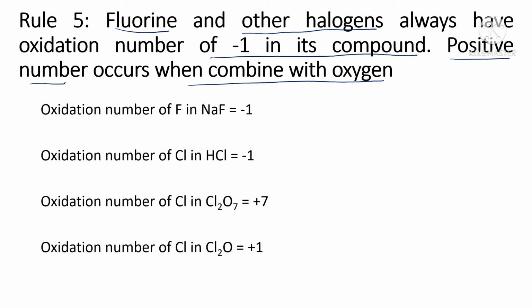For example, the oxidation number of fluorine in sodium fluoride is -1, and the oxidation number of chlorine in hydrogen chloride is -1. But when the halogen is combined with oxygen, for example, the oxidation number of chlorine in dichlorine heptoxide will have a positive number of +7, and the oxidation number of chlorine in Cl2O is equal to +1.